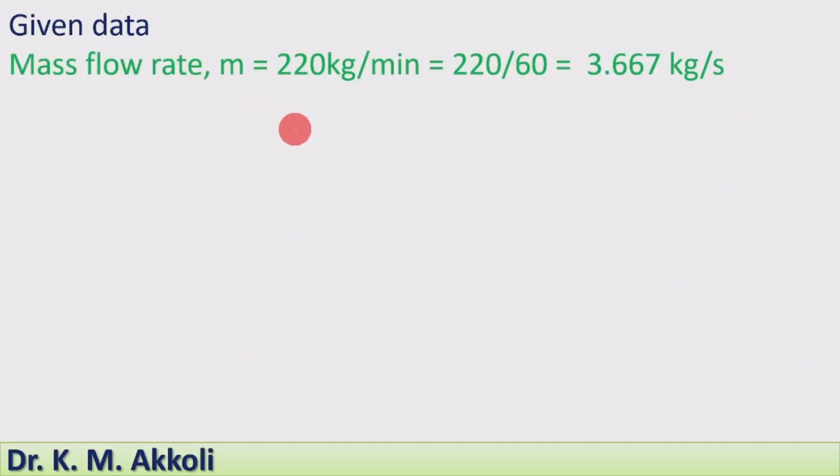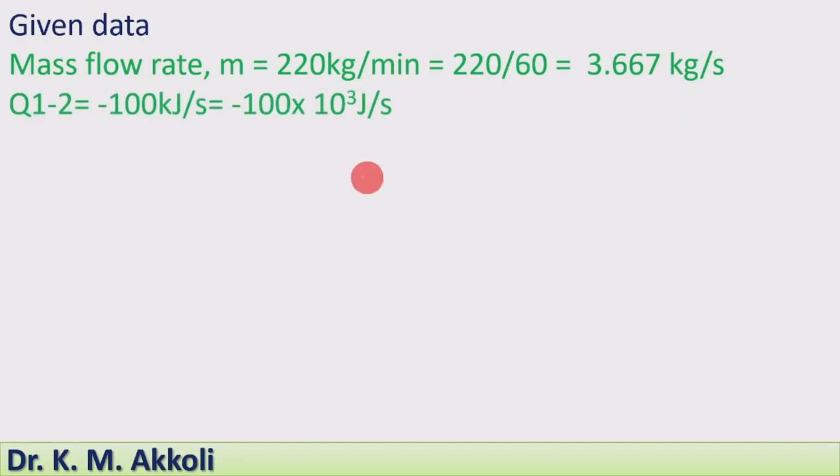First we'll take the given data. Mass flow rate m equal to 220 kg per minute, that we have to convert into kg per second by dividing by 60. It will be 3.667 kg per second. Heat flow from the system, that is heat rejecting, Q12 is minus 100 kilojoule per second or minus 100 into 10 raised to 3 joule per second. Negative sign is taken because of the heat output.